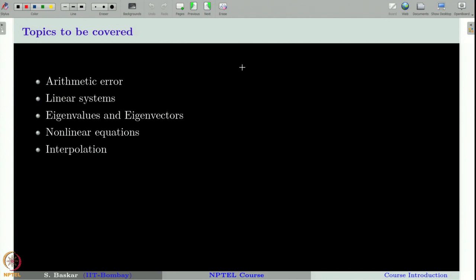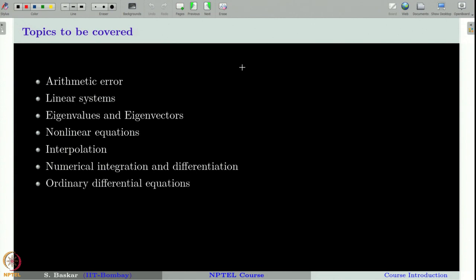Then we will learn polynomial interpolation of continuous functions. Then we will learn how to develop quadrature formulas. These are the numerical formulas for integration, and also we will learn to develop finite difference formulas, which are formulas for differentiation of a function. Finally, we will also learn to develop some numerical methods for differential equations.